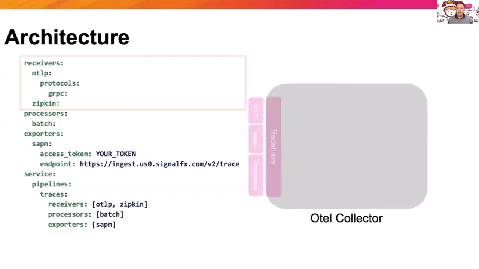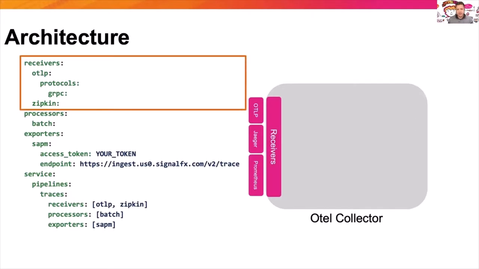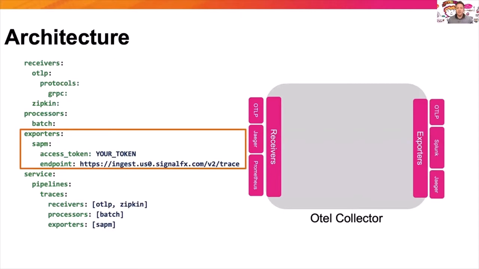Now let's look at the architecture of the collector. So as I said, you have receivers. You're going to define your receivers, how you're getting data into the platform: the protocol, the type of receiver, and any configuration attributes to that. Then you're also going to have your exporters. This is the destination of the data. It is going to be some sort of endpoint and some sort of authentication to that endpoint.